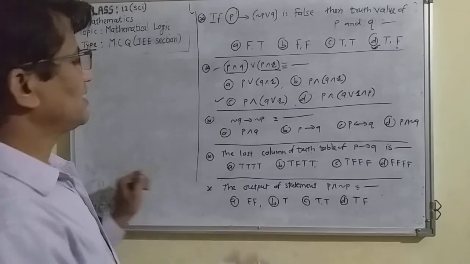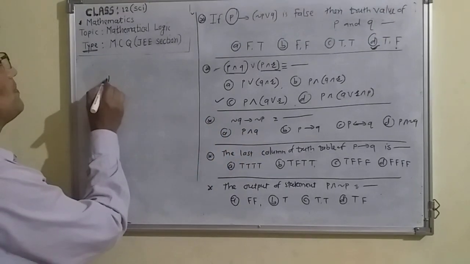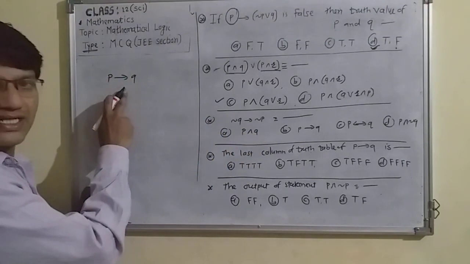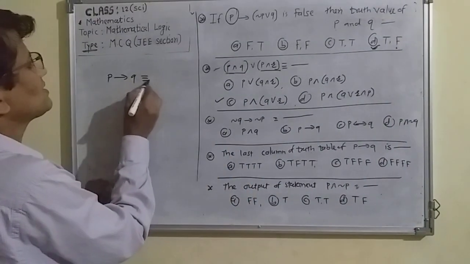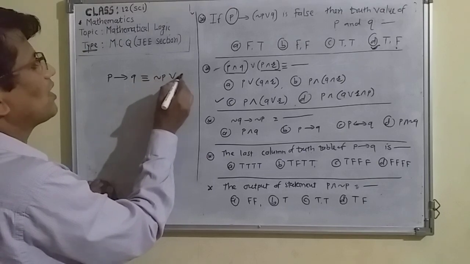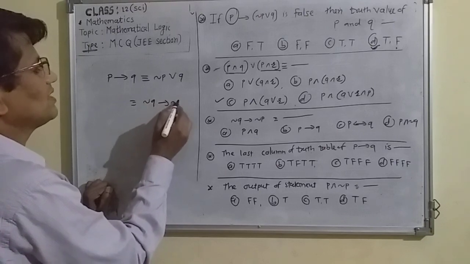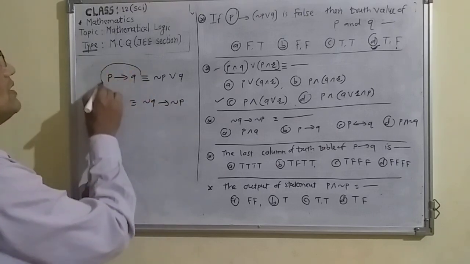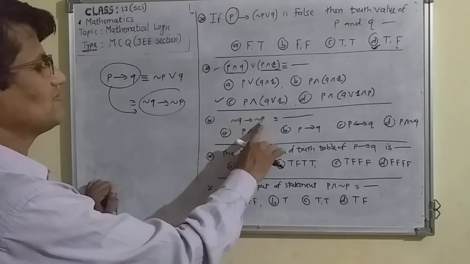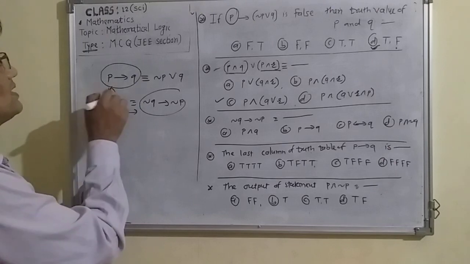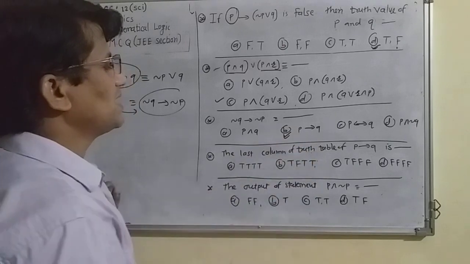After that, the next question: negation Q implies negation P. Again we have seen P implies Q. This is a conditional statement, and a conditional statement can be represented in two different ways. First is negation P or Q, and again negation of Q implies negation of P. So the result of this is this one also, and the question is like this: negation Q implies negation P is equivalent to P implies Q, and the answer is given in B.